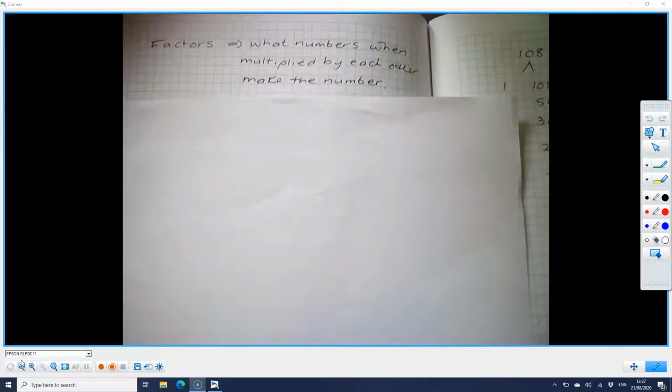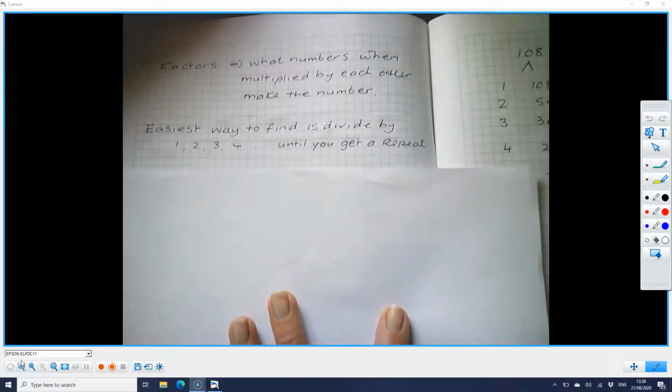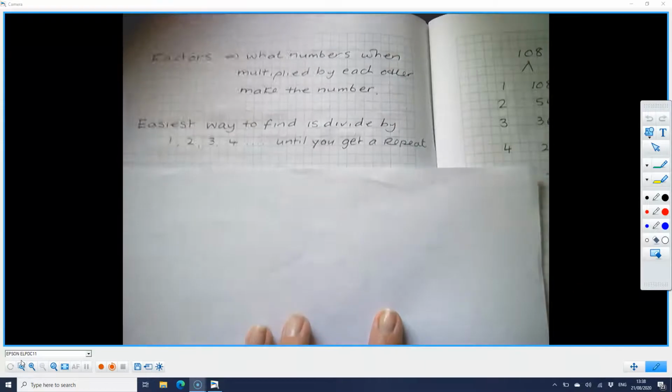So for a prime number, you need 2 factors, and they will be 1 and itself. In terms of factors here, you can be given any number and be asked to work out its factors. The easiest way to find the factors is to divide whatever number you get by 1, by 2, by 3, by 4, and continue that until you get a repeat.